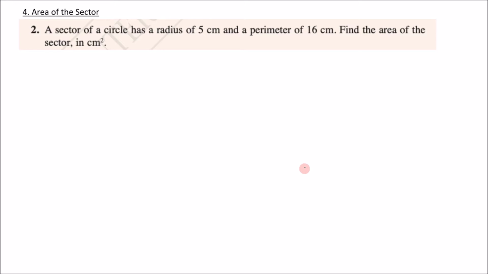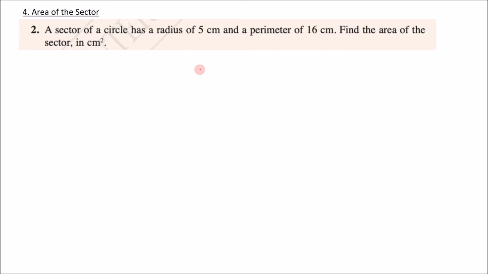Today, I would like to show you how to find the area of the sector. In this video, we are still in the circular measure. Okay, let's proceed to the first question. A sector of a circle has a radius of 5 cm and a perimeter of 16 cm. Find the area of the sector in cm square.